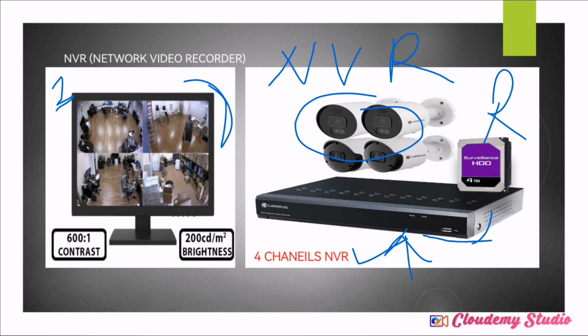The reason why the NVR needs the hard drive is for data or information keeping, or storage. For instance, everything that is captured and shown on this monitor or screen is stored in this 4TB hard drive. Every single picture or video that the cameras capture, they send to the NVR, and the NVR keeps it in the hard drive as storage for future use.